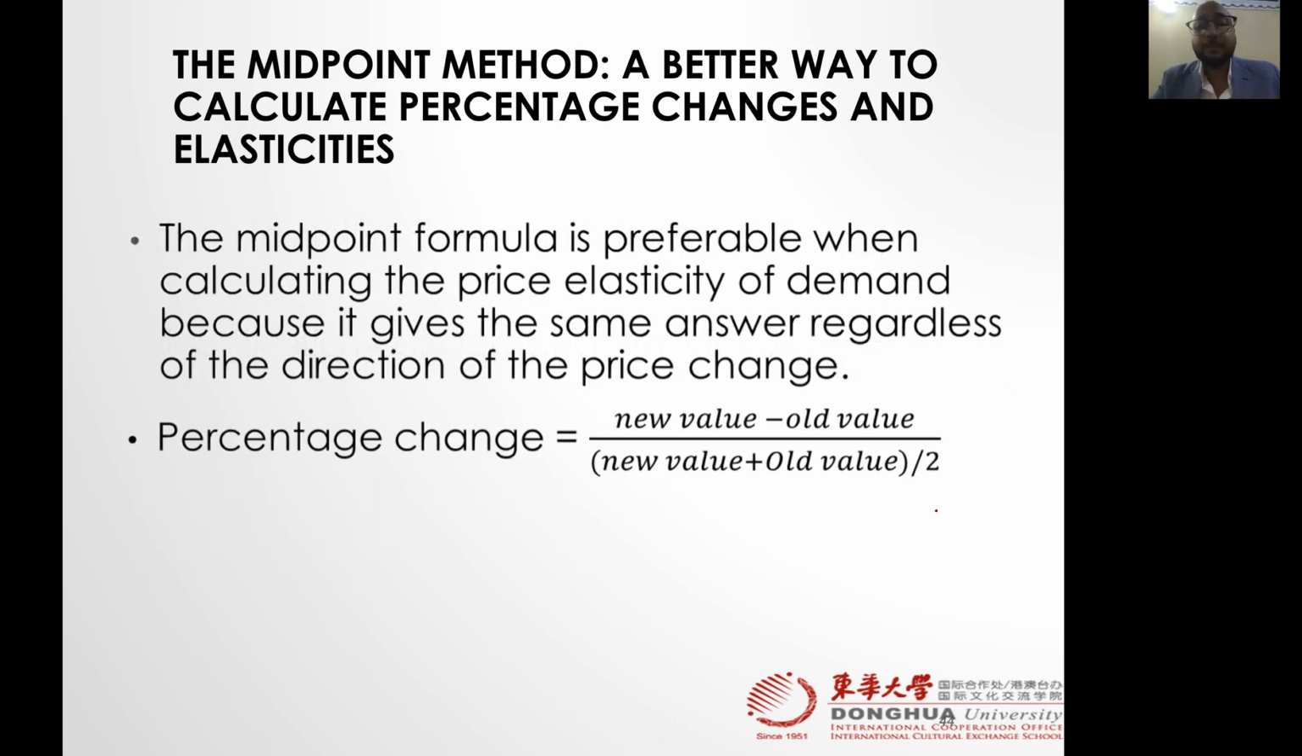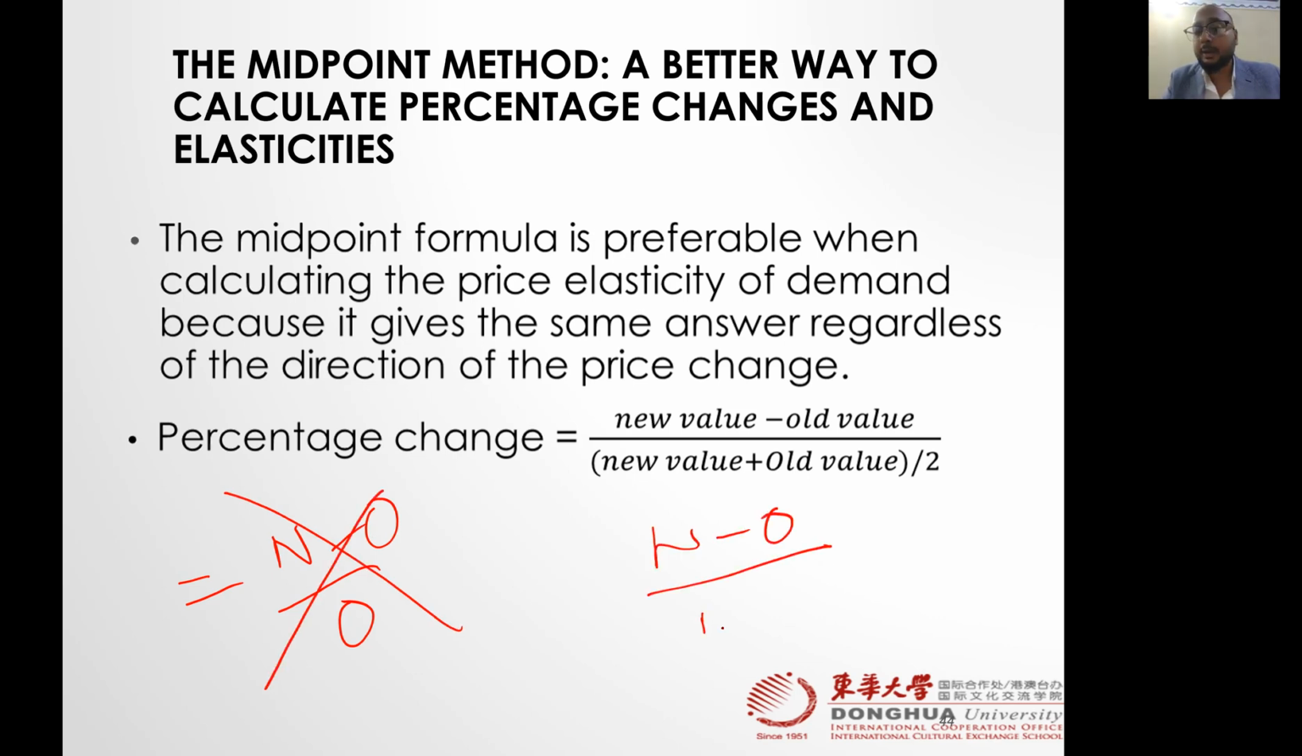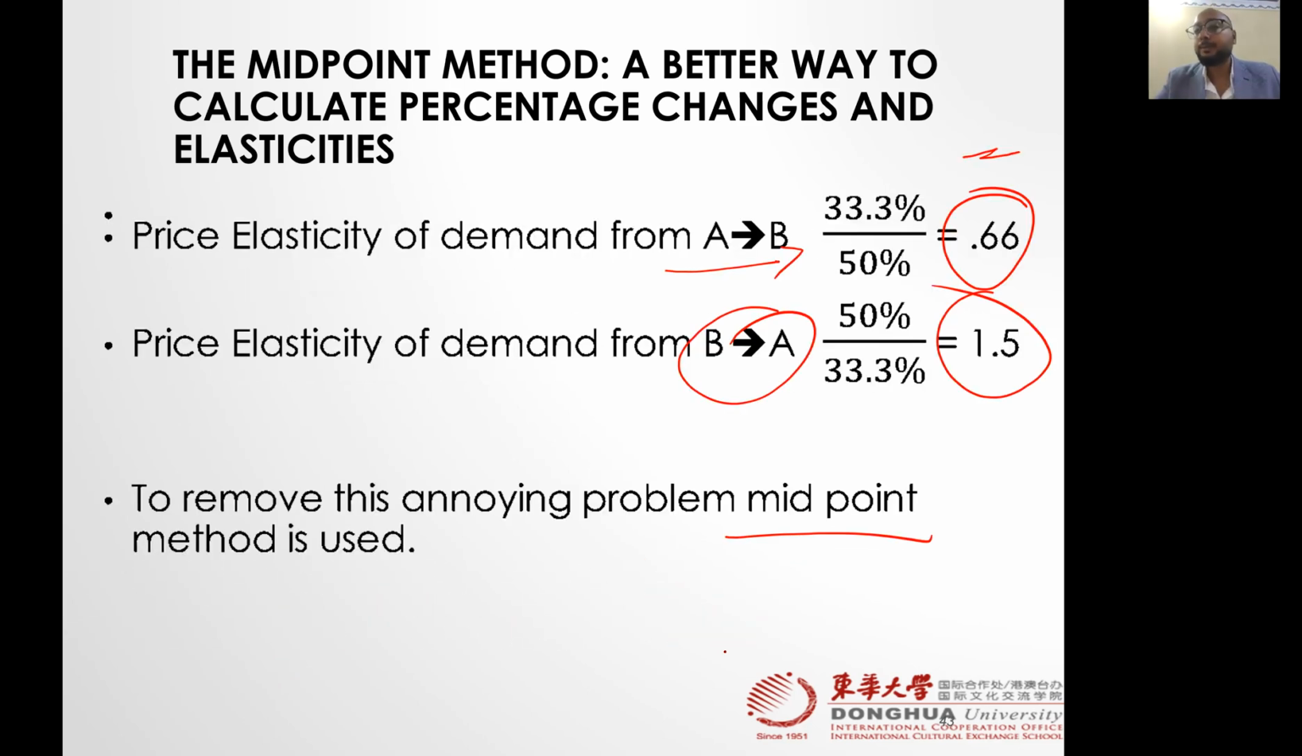The midpoint method is, if we want to calculate the percentage change, do not use the formula new minus old divided by old. Rather, use this formula: new minus old divided by the midpoint, which is new plus old divided by 2. So that will remove our confusion here.